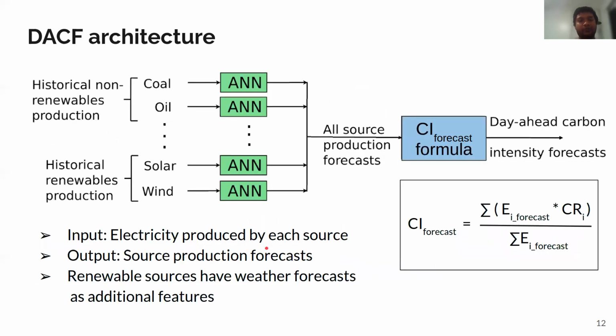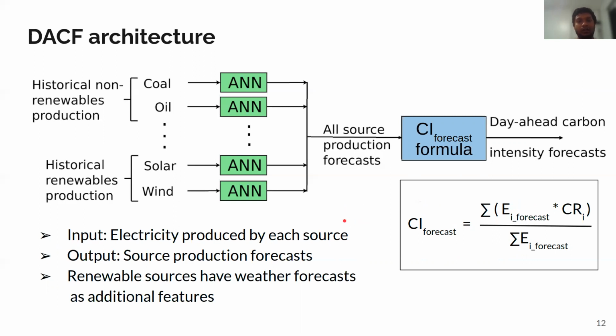To that end, we employ ANN models to get the source production forecast. So for each source, we input the electricity produced by that source and output the source production forecast. For renewable sources like solar, wind, and hydroelectricity, we also include weather forecasts as additional features. Once all the source production forecasts are obtained, we simply use the carbon intensity forecast formula to get the day-ahead carbon intensity forecast. DACF has a general framework in the sense that it does not matter what sources are producing electricity in a region, since we have separate ANN models for each source.